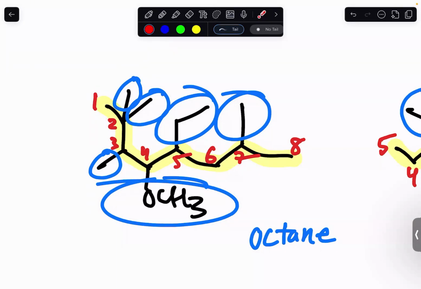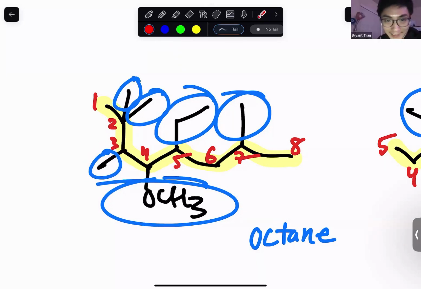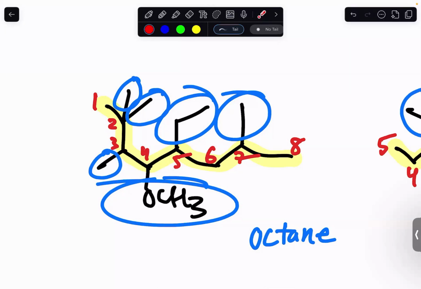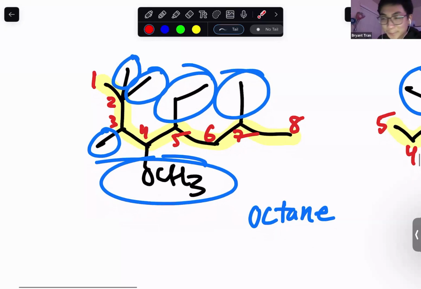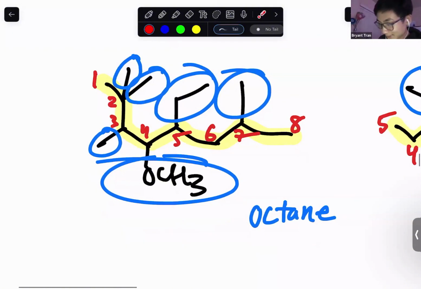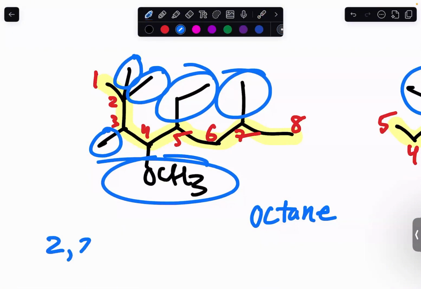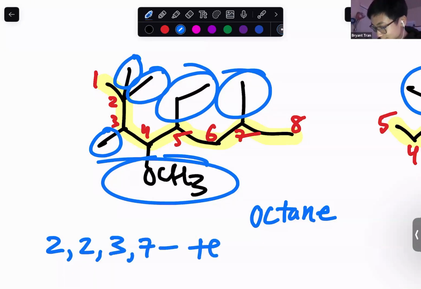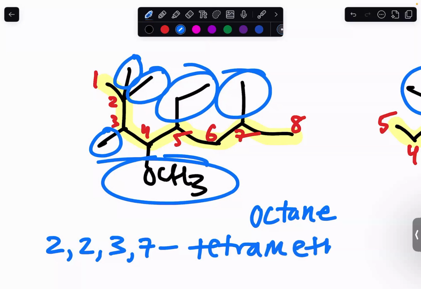So we have a methyl at 3. How many methyls do we have overall in the entire molecule? And how many carbons? 1, 2, 3, 4. So we have to put 4 numbers and tetramethyl. Right, 4 numbers, dash, tetramethyl. So it would be 2, 2, 3, 7 dash tetramethyl.